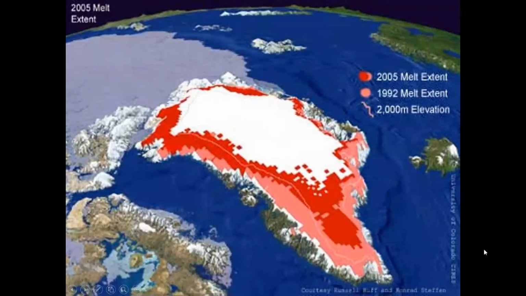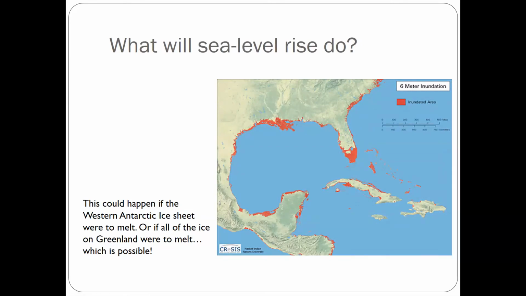What will sea level rise do? Well, let's assume that all of Greenland were to melt. So all of the ice on Greenland were to melt, which is, as I mentioned, possible. And let's assume that that created 6 meters of sea level rise. That's about 20 feet of sea level rise. That's a big rise. So think about that. If you live near the beach, the ocean is now 20 feet higher.